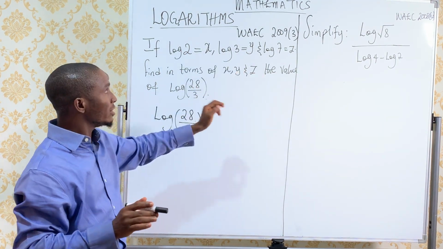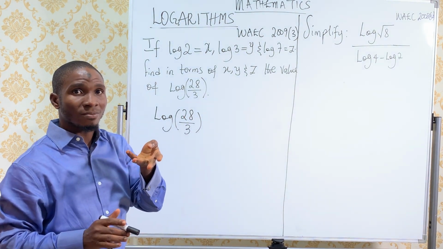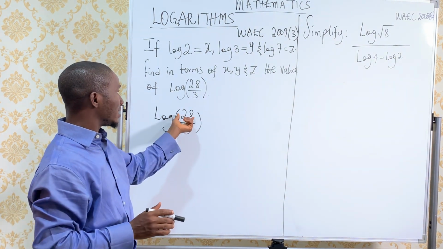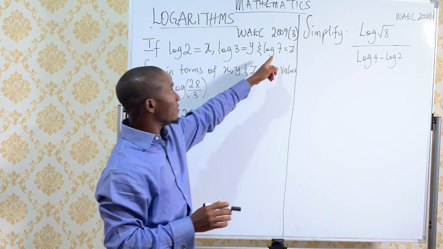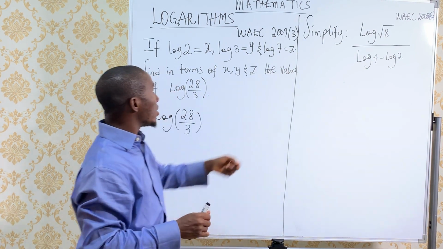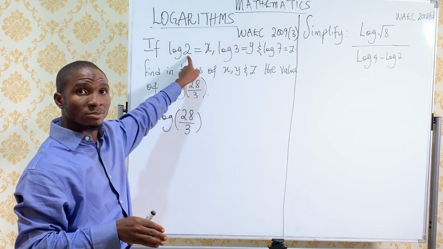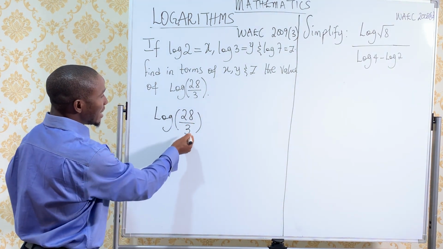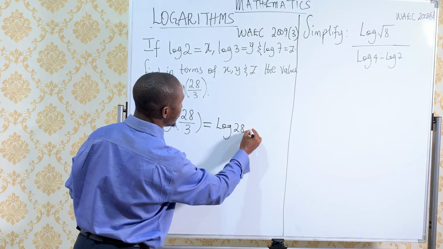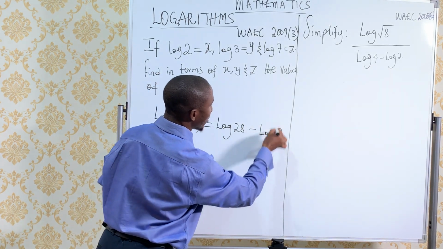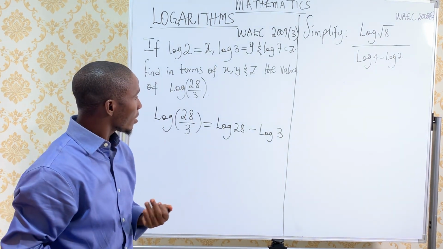Then the next thing is to break down 28 in a way that is going to contain maybe 2 and 7. Now, 7 can actually go in 28, 4 times. 7 times 4 will give us 28. It means 28 can be broken down as 7 times 4. And you have already achieved 7. Also, 4 can be broken down as 2 raised to the power 2. That is, log of 28 divided by 3 can be broken down as log 28 minus log 3. This is from our second law of logarithms.